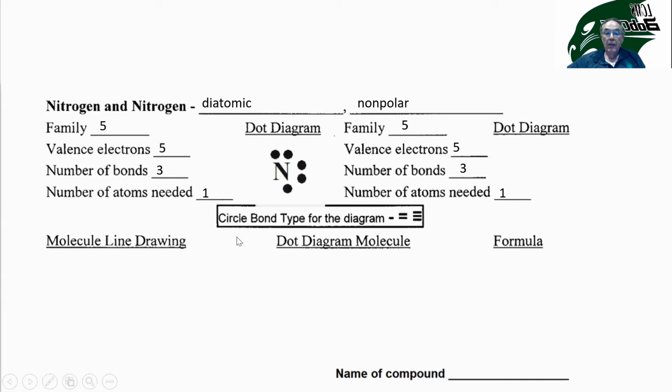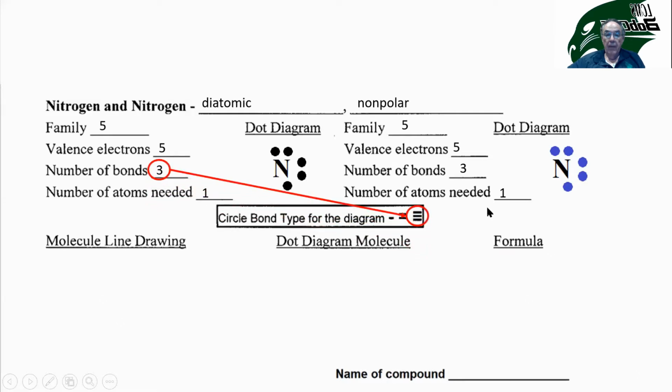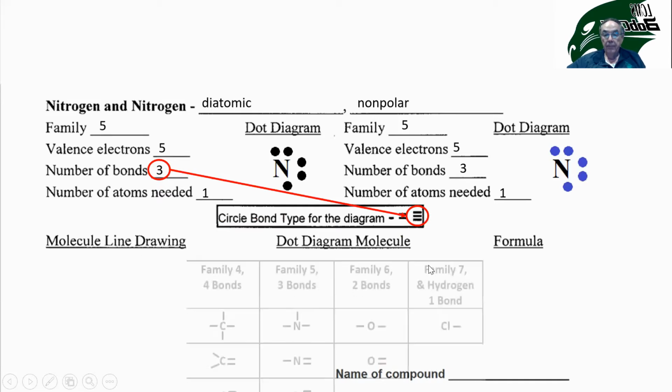Okay. So nitrogen's dot diagram has 5 dots to represent its 5 valence electrons. And the one we're going to bond it to also has 5 dots to represent its 5 valence electrons. We circled the smallest number of bonds, which in this case are both 3. So we're going to be using a triple bond when we make our model.